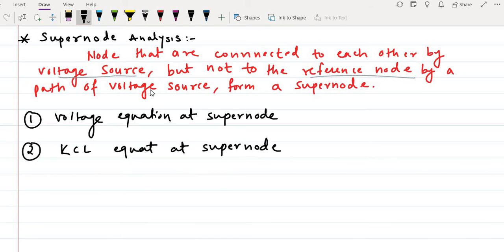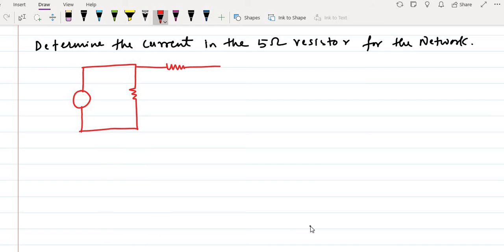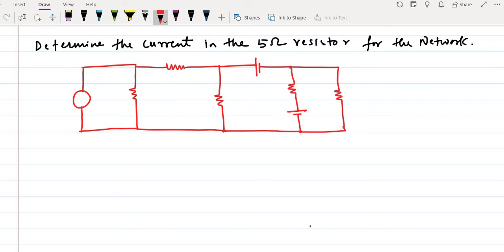So we will study supernode analysis by one example. The example is: determine the current in the 5 ohm resistor for the network. The network is shown below. There is one current source, resistances, voltage sources, 2 ohms, 5 ohms, 20 volt, 1 ohm, 10 volt, 2 ohms, 3 ohms, and this current is a 10 ampere source.